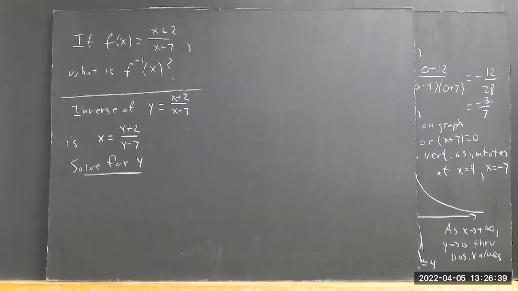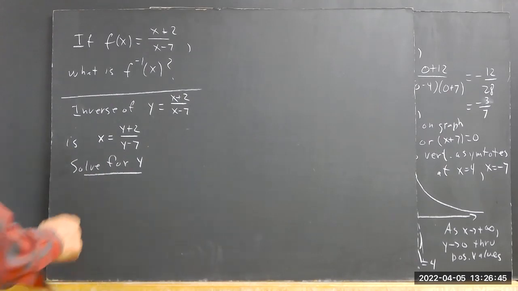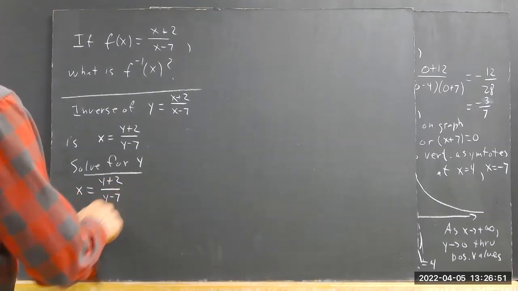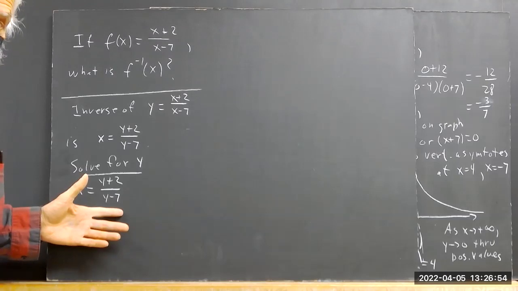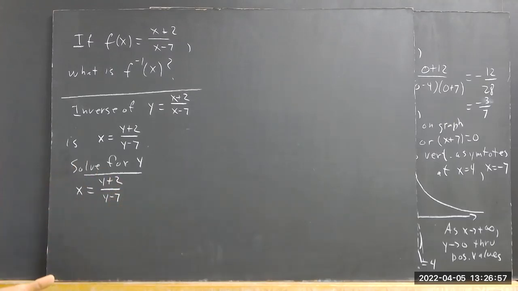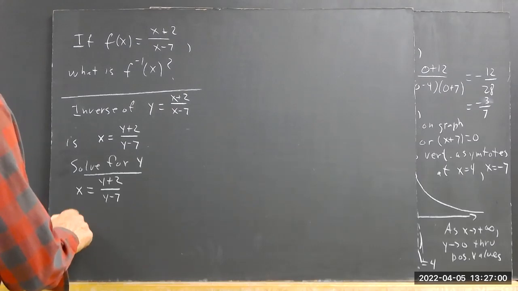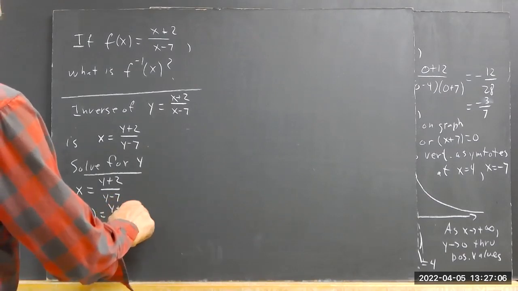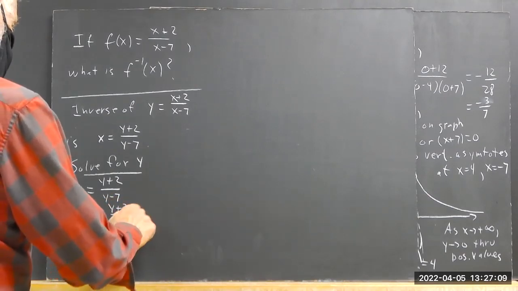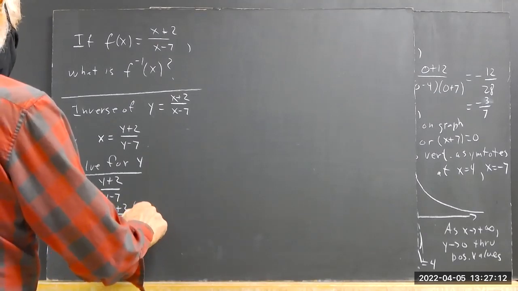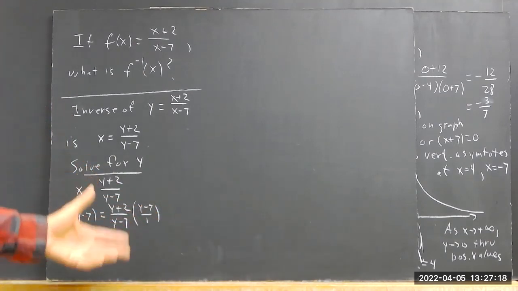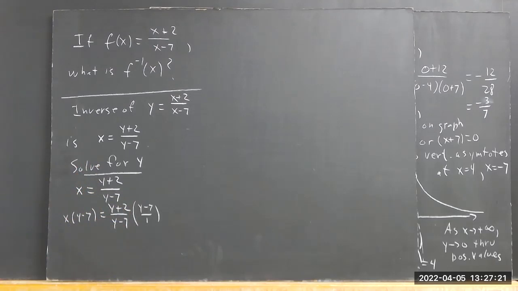Okay. So we want the inverse of this function. We do this, and now we solve for y. How do you solve this for y? We've got x equals y plus 2 over y minus 7. When you have a denominator in an equation, you multiply both sides by the denominator. So you get x times y minus 7 equals y plus 2 over y minus 7 times y minus 7. Over here, I'll write it as y minus 7 over 1, just to be sure we understand the fraction, right?